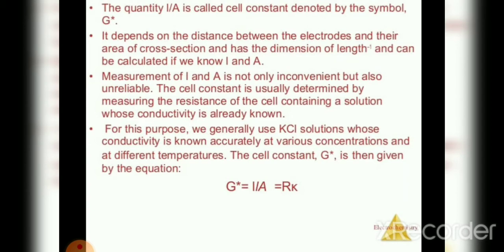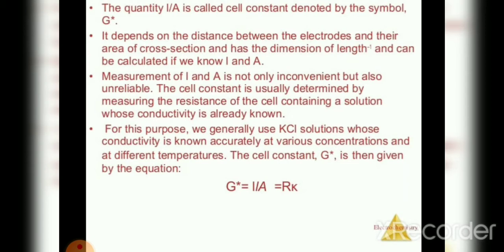Dimension of length inverse means if length is measured in meters and area in meter square, then the unit of G star will be meter inverse. So that is why we say that G star, the cell constant, has the dimension of length inverse and can be calculated if we know L and A. Measurement of L and A is not only inconvenient but also unreliable. So how is the cell constant determined?